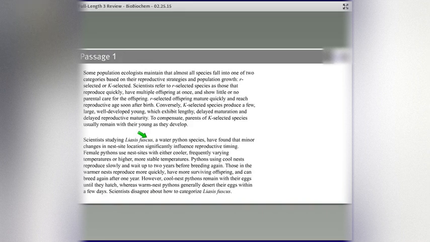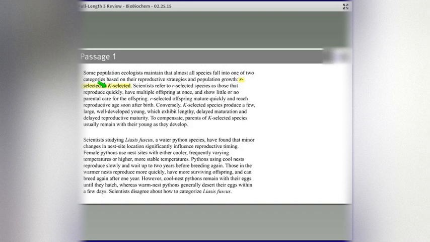So this was something that you saw in your full length number 3. If you remember, this was the passage that was about the pythons. We had the pythons that would nest in warm environments, and we'd have the pythons that would nest in not so warm environments. So if we look at this, the first paragraph basically indicated to us that we have two particular types of pythons, one of two categories: R-selected and K-selected.